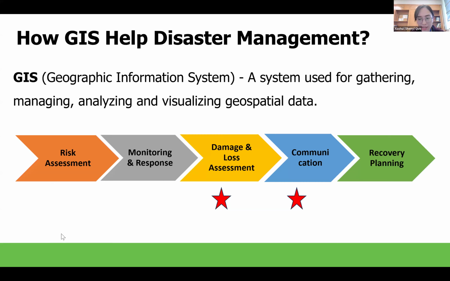So now I will take Hurricane Ian as an example to show how we use GIS for the damage and loss assessment and the communication part. Next page.